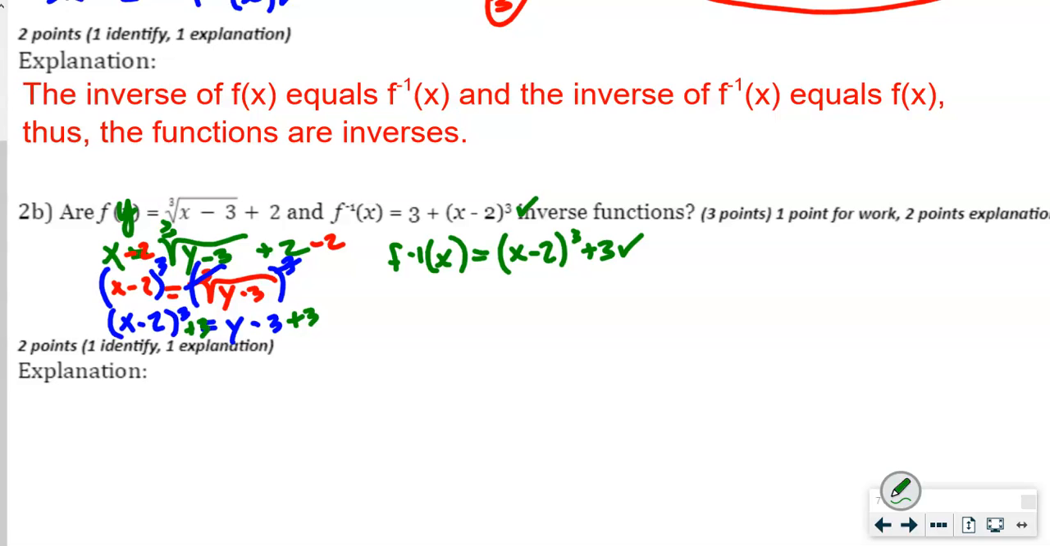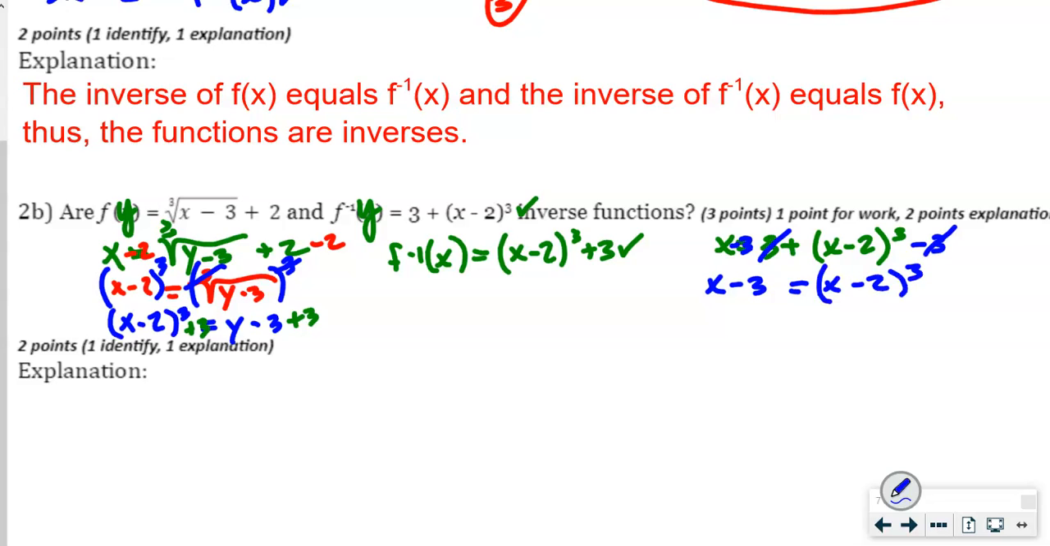So now we're going to do the same thing, and we're going to put our y here. So we're going to say x equals 3 plus x minus 2 cubed. So this time we're going to subtract that 3 first, right? Subtract 3 from both sides. So I'm going to go minus 3 here because that's going to cancel it from there, and minus 3 there. So that's now gone. So I have x minus 3 equals x minus 2 cubed.